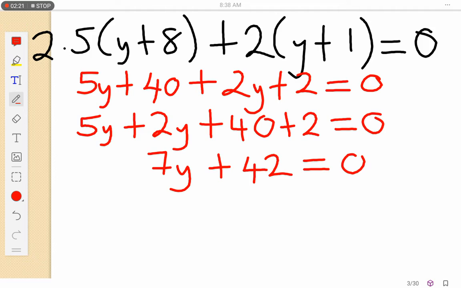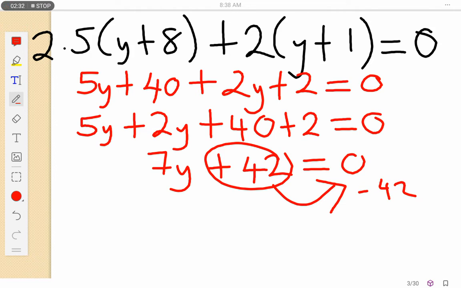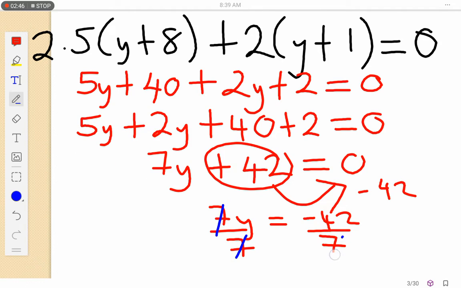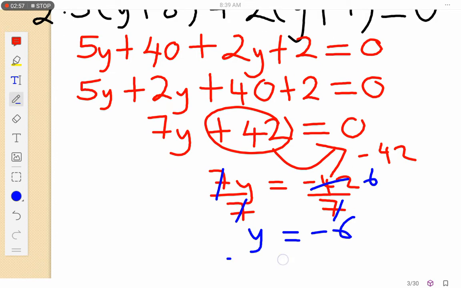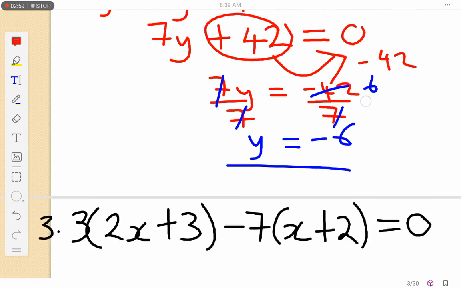Now when we have this, we can take this to this side and it becomes a negative. So it's going to be negative 42 there. We can now say 7y is equal to minus 42. Let's divide now by 7. Dividing by 7, 7 into 42, we get 6. So our y is equal to minus 6. That's our final answer there. Let's move on to the next question.